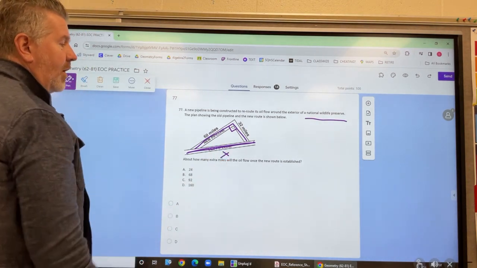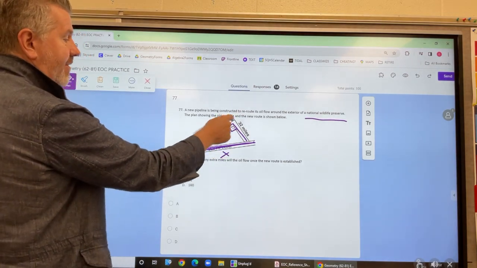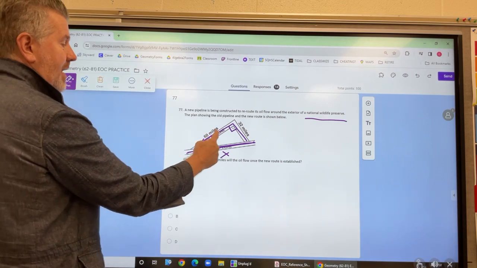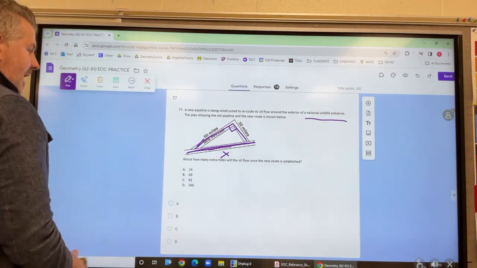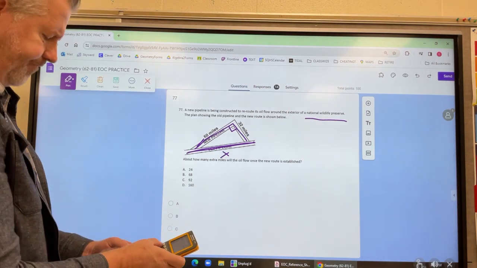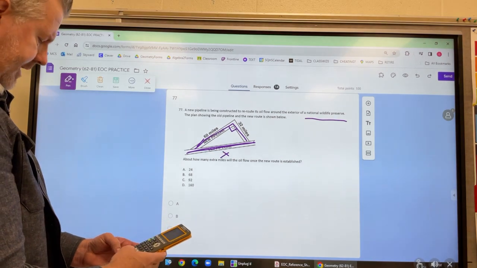We just need to figure out what the old flow was, X, and then subtract that from the new flow. We can see that it's 92 miles. It's 60 plus 32 miles. So we just need to figure out X, and we're just going to do that using Pythagorean theorem. Square root of 32 squared plus 60 squared.